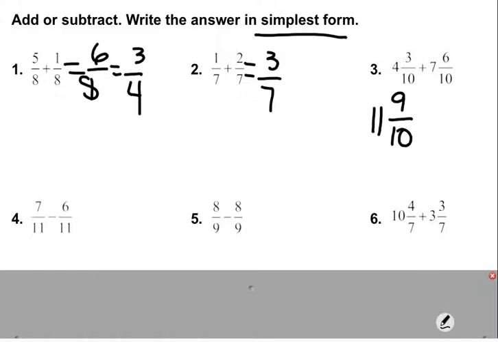Okay? What about, now we're going to subtract. 7/11 minus 6/11. What do you end up with, Esri? 1/11. 1/11, okay. 8/9 minus 8/9. What do you get, Braden? 0. 10 and 4/7 plus 3 and 3/7. What do you get, Tyler? 14. 14, good.